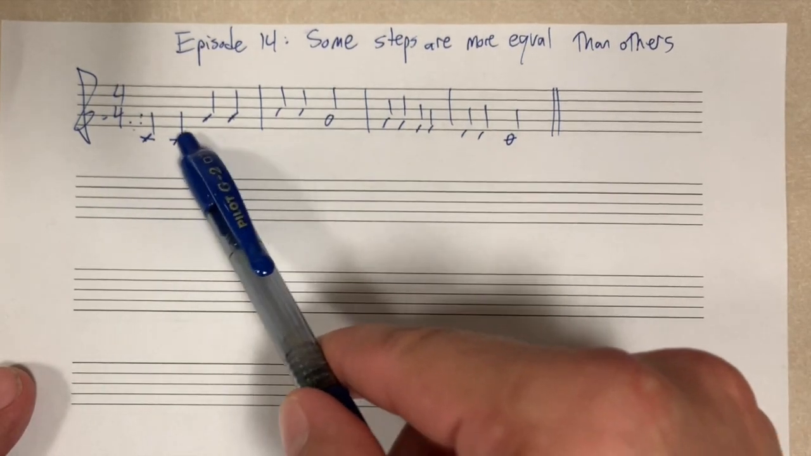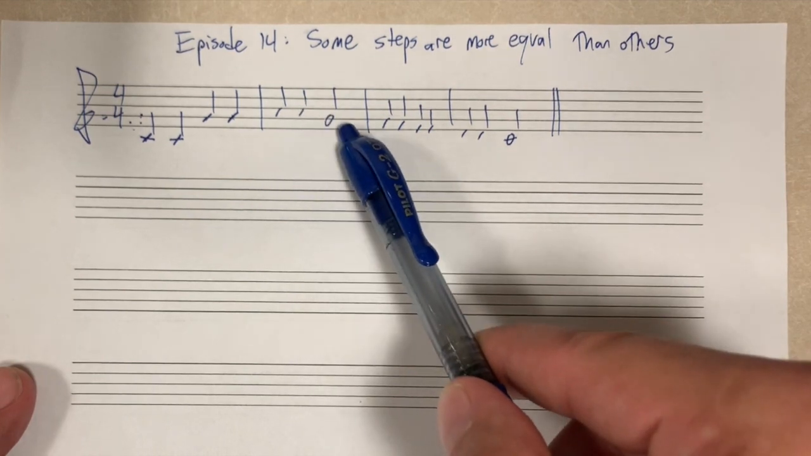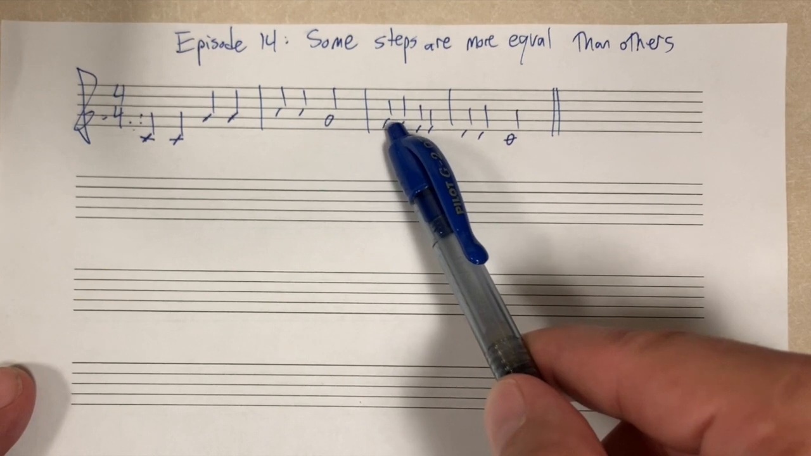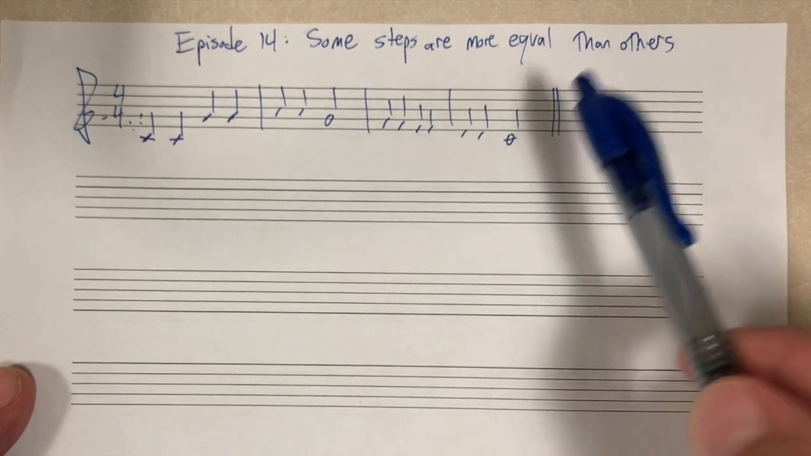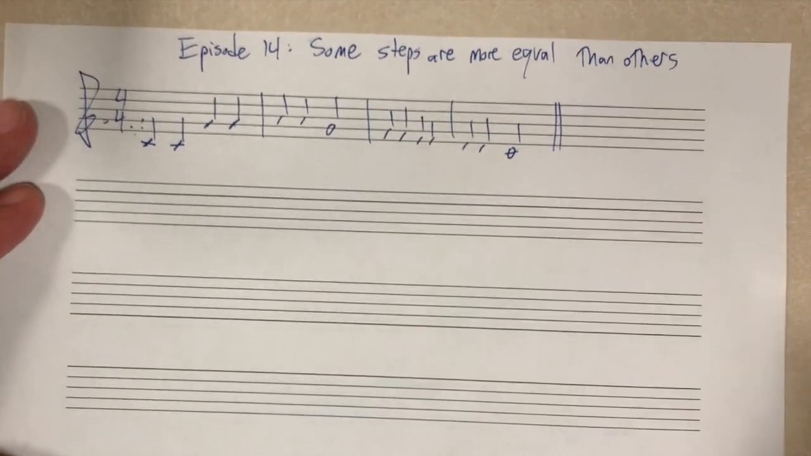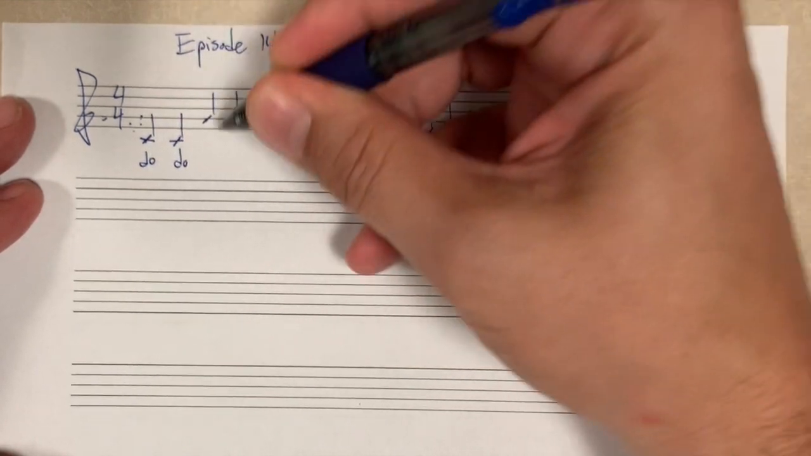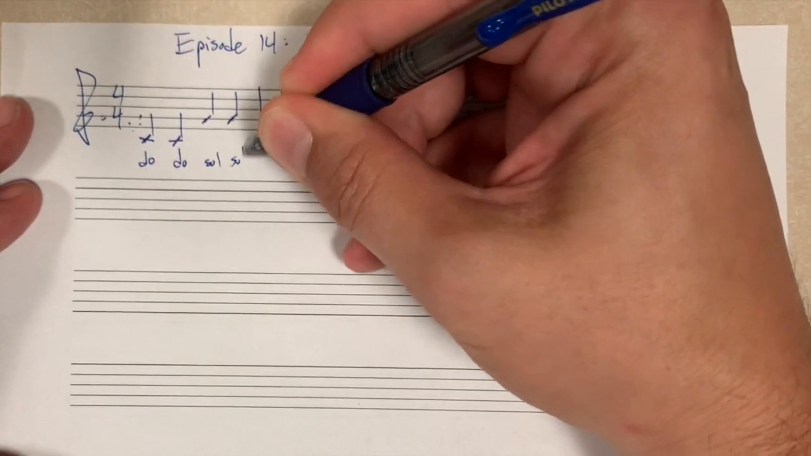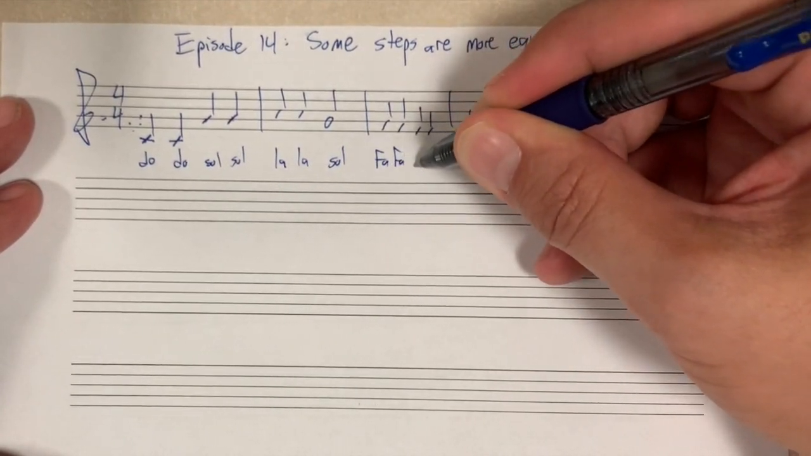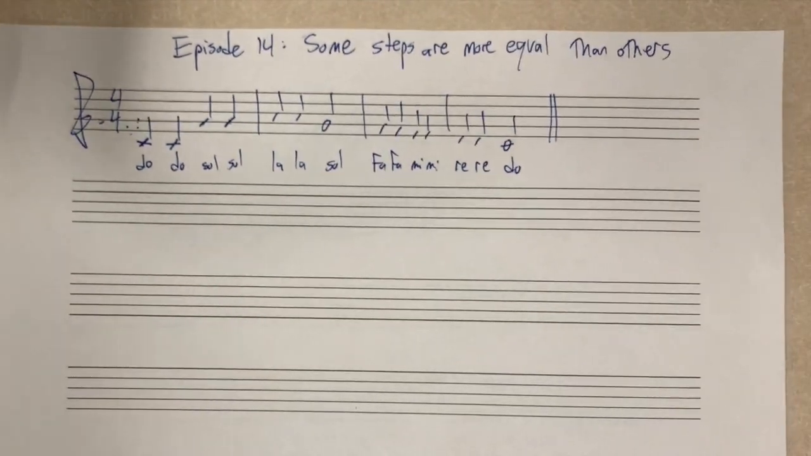So C, C, G, G. Remember G is this line. A, G. These are A's because they're in the space right above the G line. And then we just go down: F, F, E, E, D, D, C. Simple enough, right? And if we're using solfege, and I tell you that C is the tonic, then you would go do, do, sol, sol, la, la, sol, fa, fa, mi, mi, re, re, do, right?